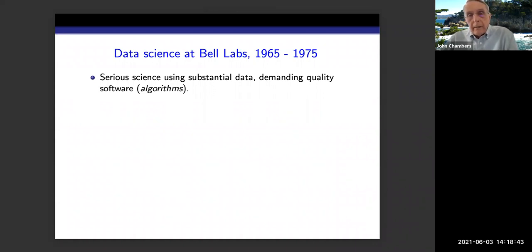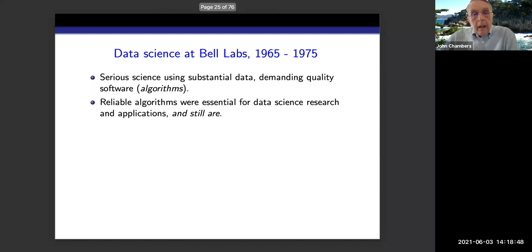So there was a lot of activity going on in that period. And the result was that there were collections of algorithms, as they were called then, that were essential for data science, for the research and applications, for example, that were going on at Bell Labs. It was essential to use the best algorithms available to get the best results. And that's still true, obviously. That's become more and more critical as the years have gone by, but it will be an essential part of the story that we're going to tell here.